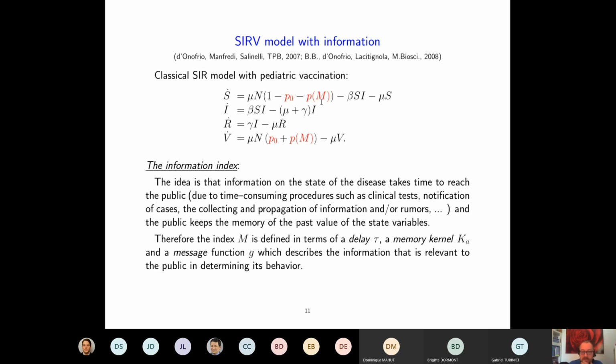As you can see here, there is this symbol M, and M is the information index. Of course, there are many possible ways to represent the behavioral effect of people, and the information index is just one of them. The idea here is that the information takes time to reach the public due to time-consuming procedures such as clinical tests, notification of cases, and so on. And the public keeps memory of the past values of the state variables. Therefore, in the information index, there are three main ingredients. One is a delay. Another one is the memory kernel that should describe how the people keep memory. And the third ingredient is the so-called message function, G.